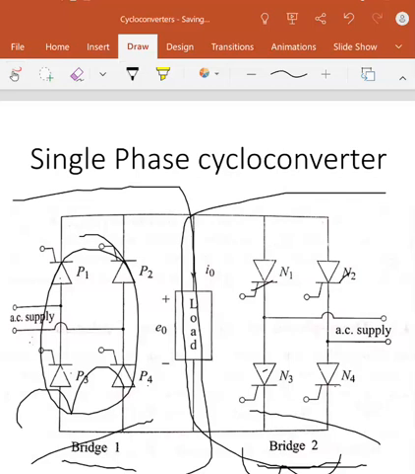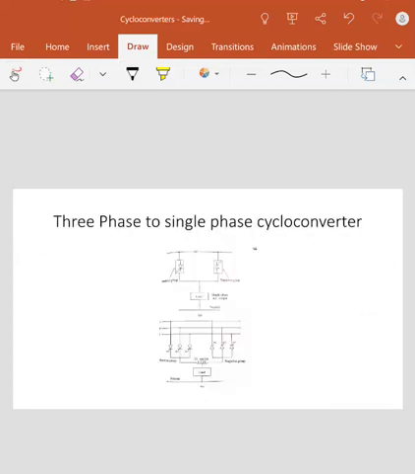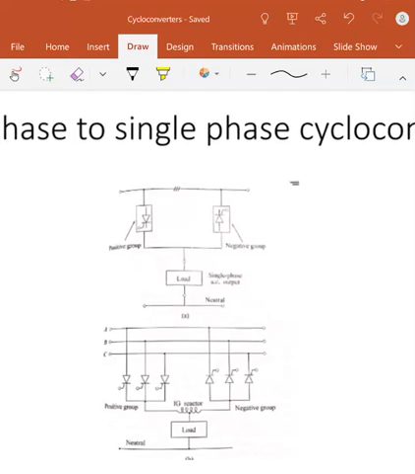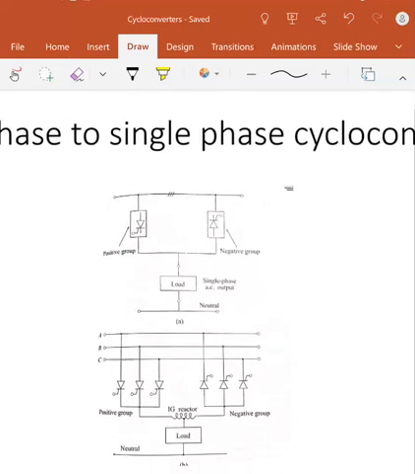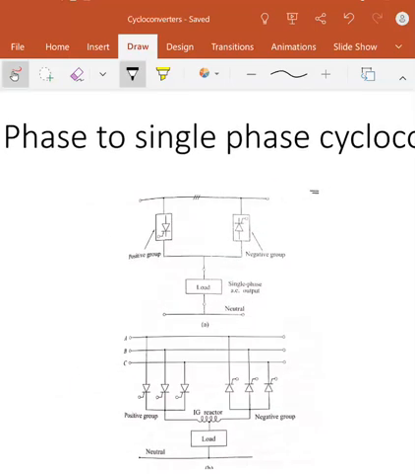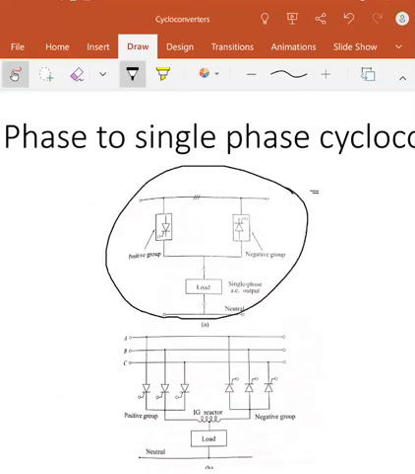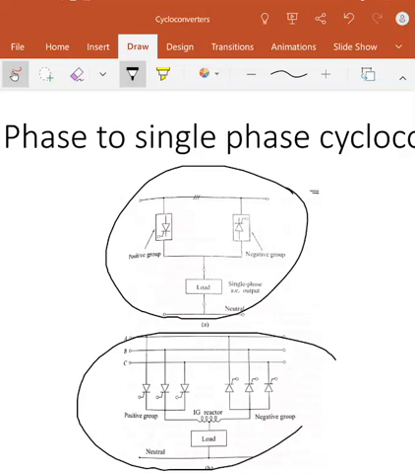Next we will be going for the 3-phase cycloconverter. So this is the circuit of a 3-phase cycloconverter. So this indicates the block diagram, and this indicates the circuit diagram. Okay?